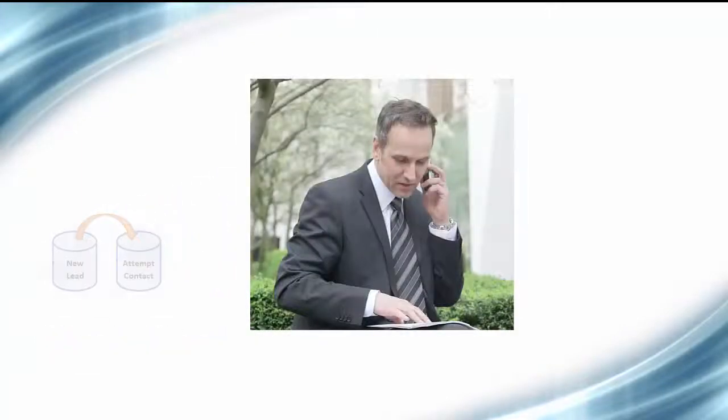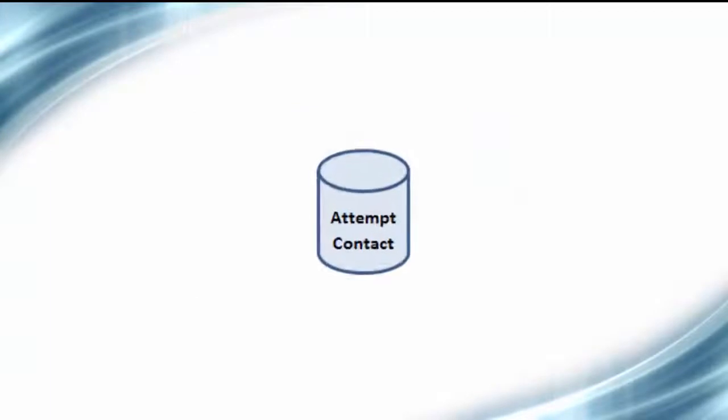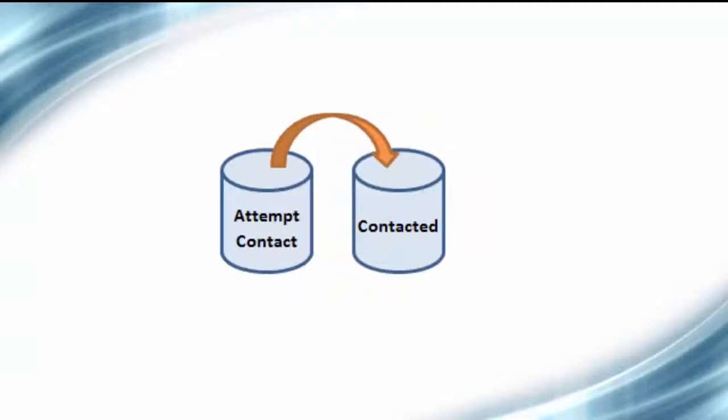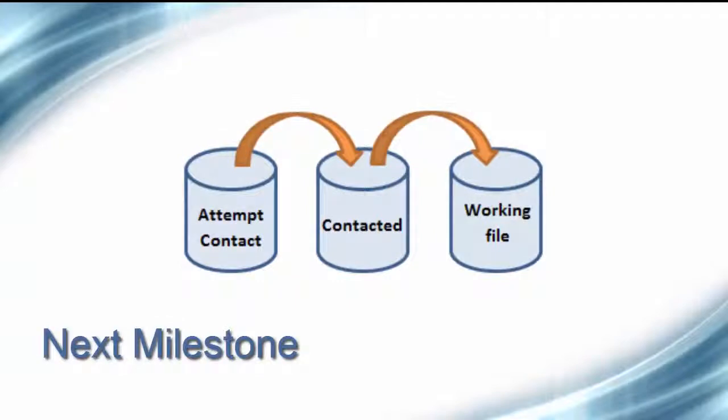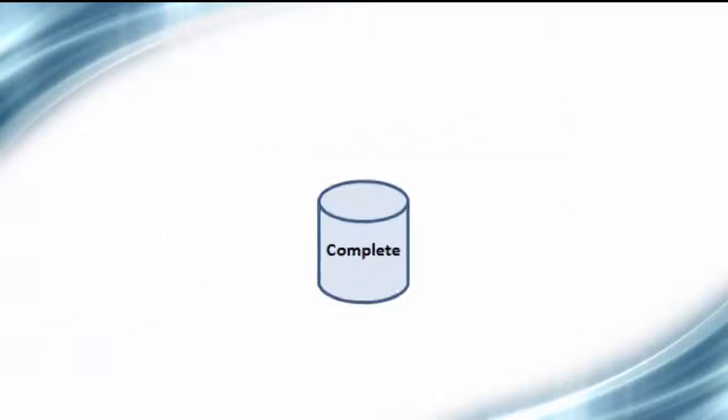Later, Bob and I got a chance to talk. My next action was a second call. In doing so, our actions moved Bob's status from an attempting to contact status to a contacted status. After our talk, Bob agreed to a program option that worked for him, so we moved Bob swiftly to a working file status. Later, Bob came in and signed an agreement with you. Everyone is happy and done. This action moved Bob to a completed step or milestone.